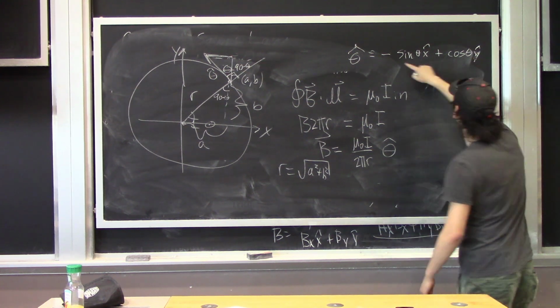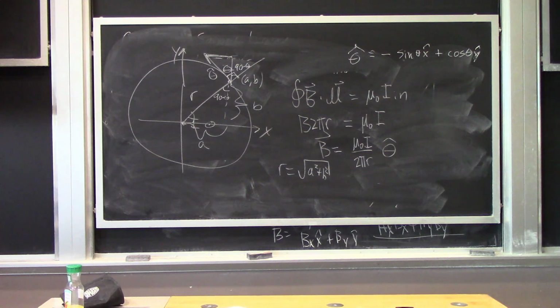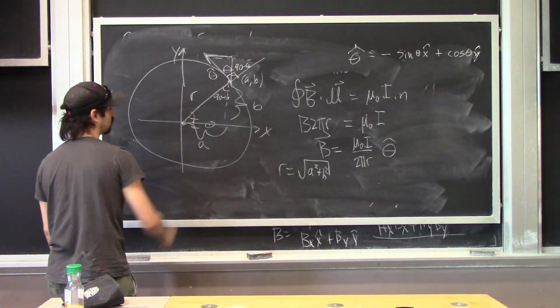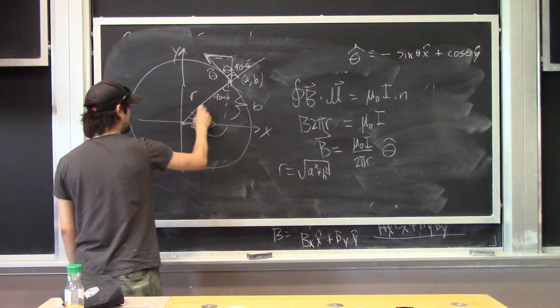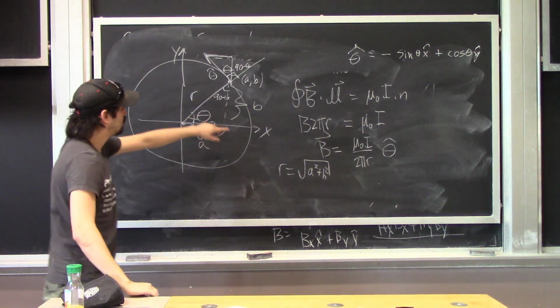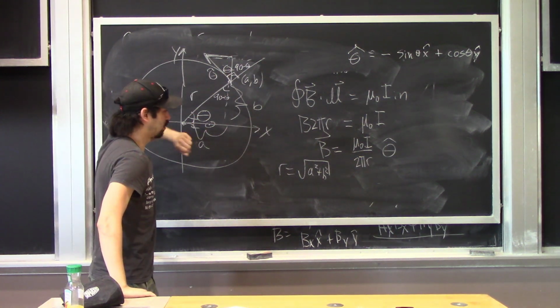So now that I have this minus sine of theta and this plus cosine of theta, what I can do is I can figure out what those are in terms of the things that I'm given, right? So this is the same angle theta. The cosine is going to be a over r. The sine is going to be b over r.